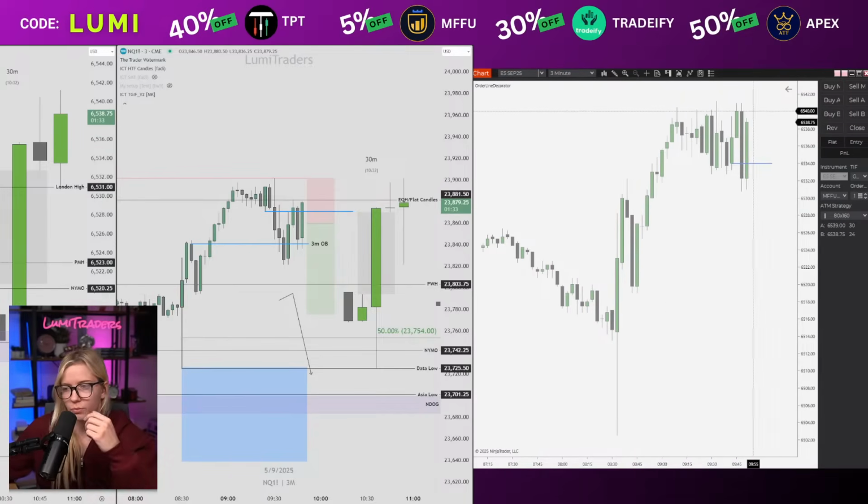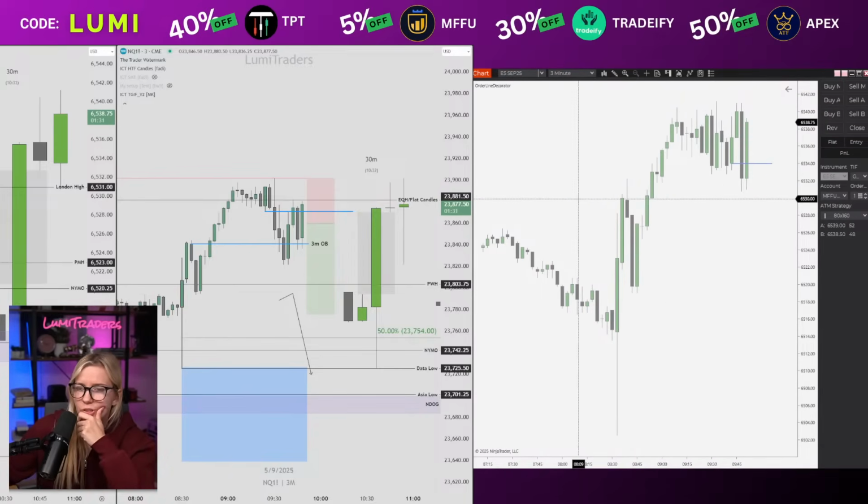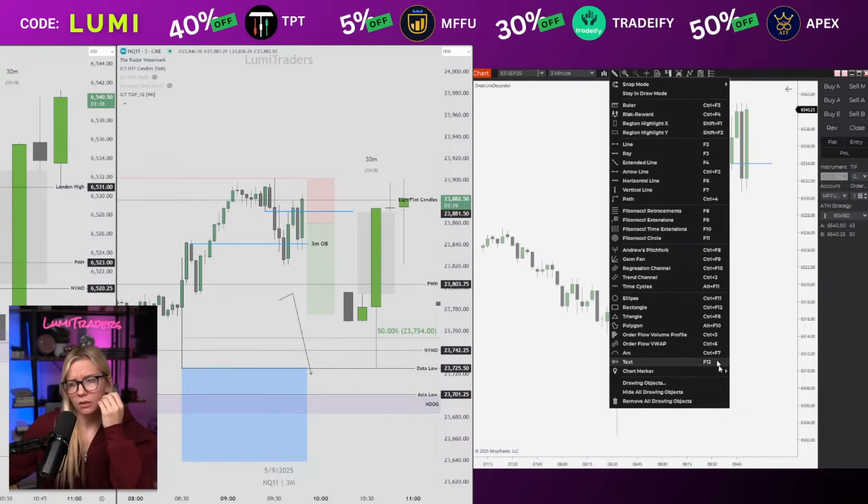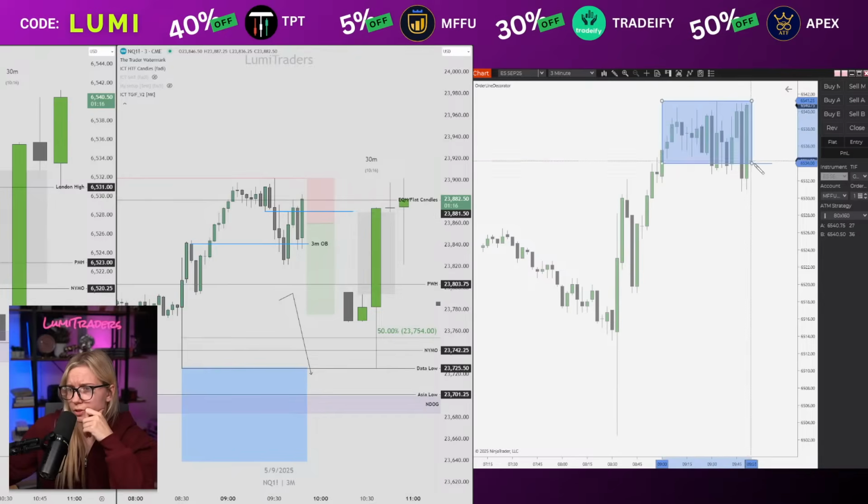Oh, ES trying to break the 3-minute OB. It's choppy, quite choppy right now. Going to wait more. It overall seems like chop so far.